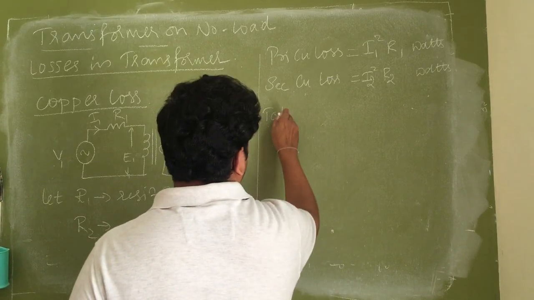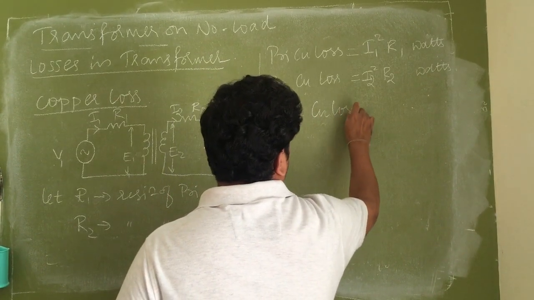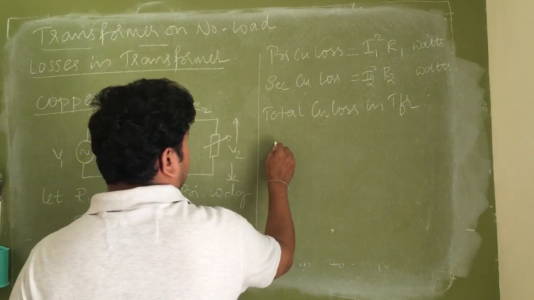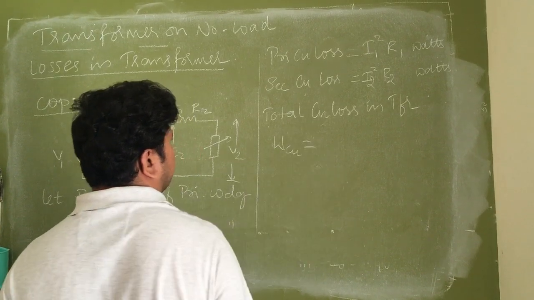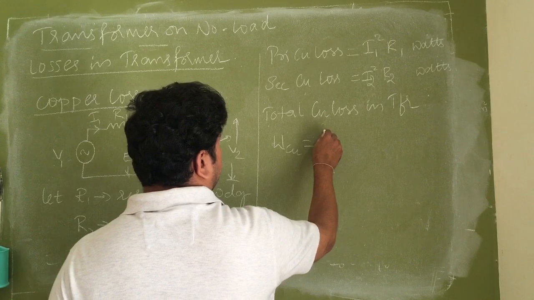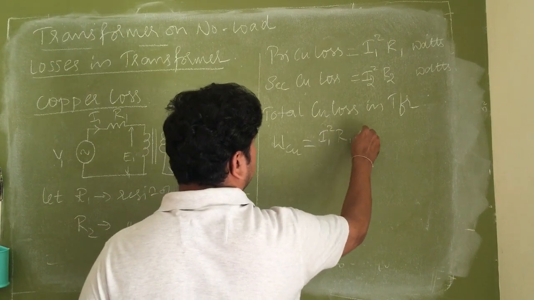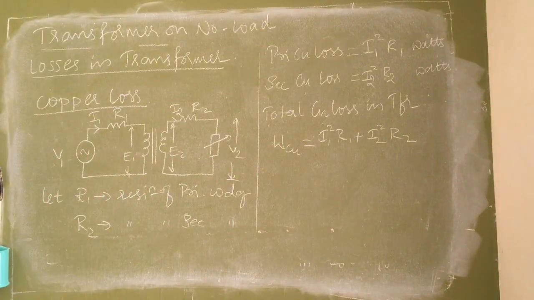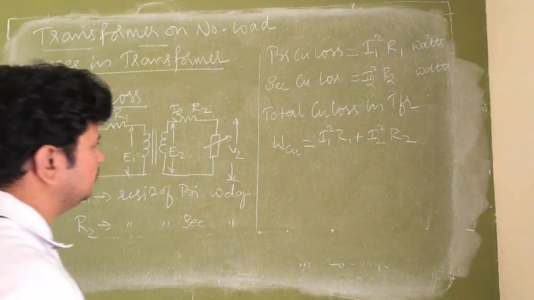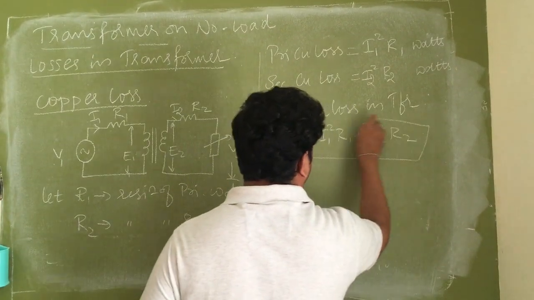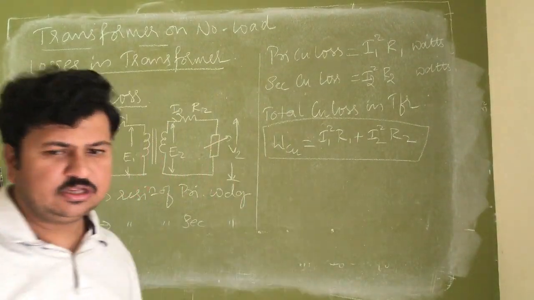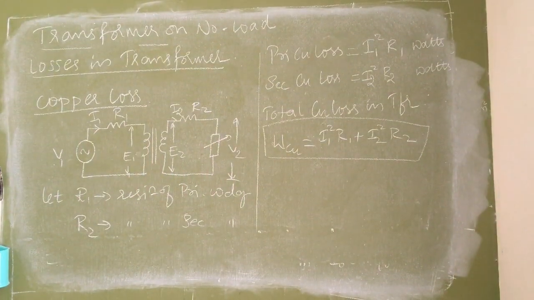Therefore, total copper loss in transformer, WCU, is equal to I1 square R1 plus I2 square R2. So this is the total copper loss in the transformer. As I2 changes, I1 will also change, therefore copper loss will change. Hence these are known as variable losses. Constant losses are iron losses.